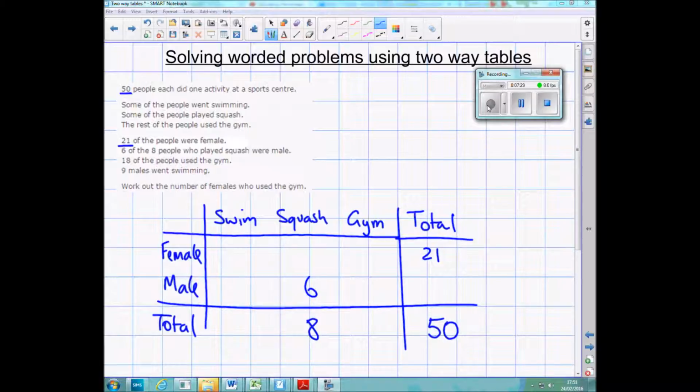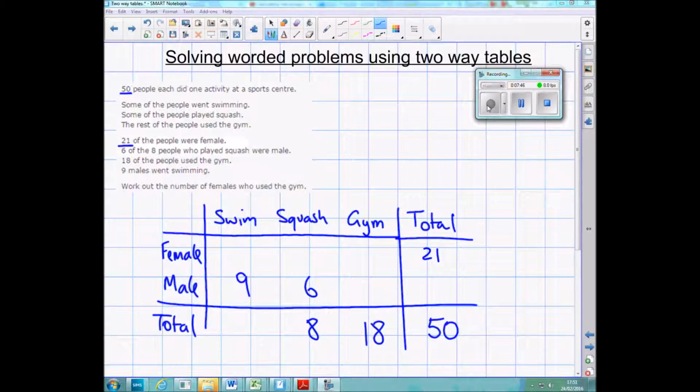Okay, so the next bit is the 18 of the people who used the gym. So again, 18 people that used the gym is the total. That's 18 here. Lastly, 9 males went swimming. So 9 males went swimming, 9 in men.